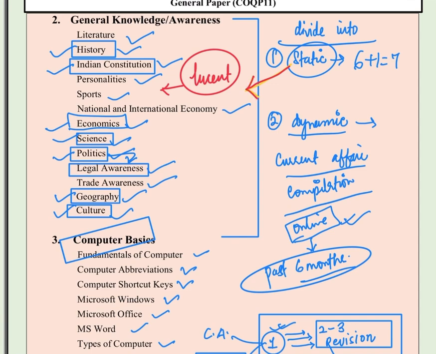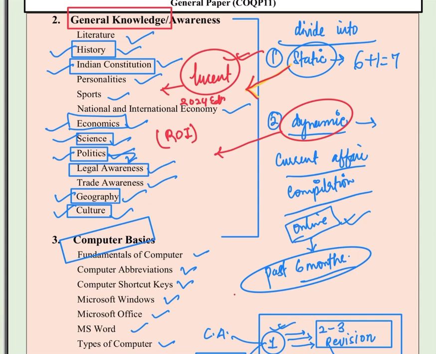Just buy this one, General Knowledge, Lucent, and buy the 2024 edition. It is not a very expensive book. It is a very good book, and the return on investment is very good. So for the static part, Lucent done. For the dynamic part, I told you go for a current affairs book.